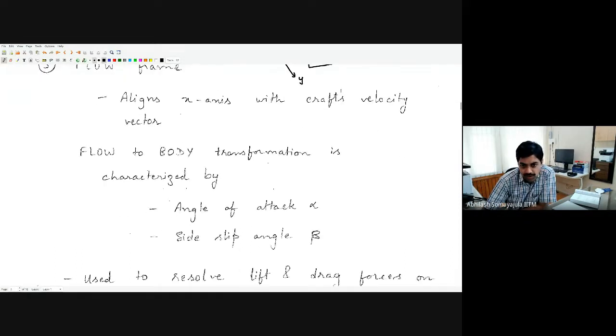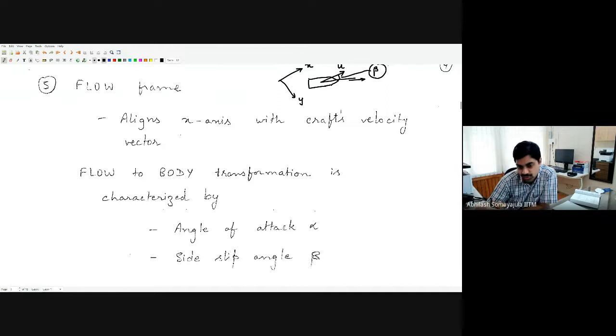Now, flow to the body transformation is characterized by angle of attack, so what angle at which the ocean currents, let's say, are attacking the ship, and what is the slip angle, side slip angle, beta. So these two quantities determine how the flow coordinate system is oriented with respect to the body coordinate system.